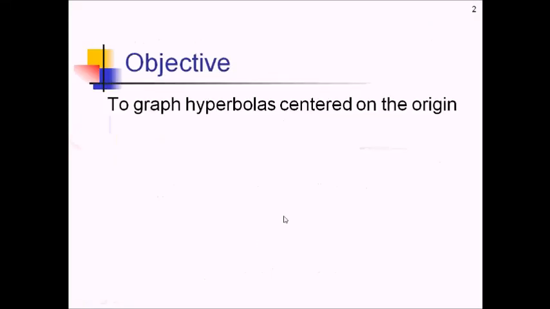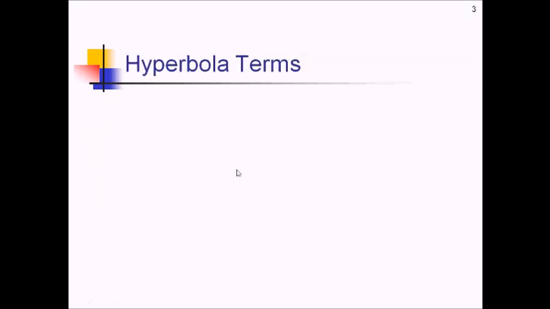In this one, we'll learn how to graph hyperbolas that are centered on the origin. Before we graph these things, we should probably identify some hyperbola parts. So what is a hyperbola anyway?